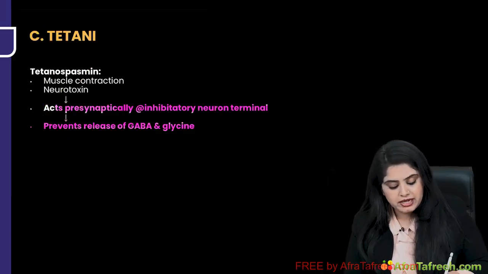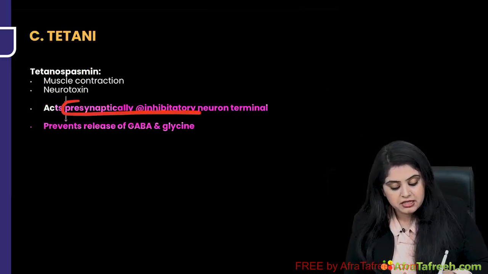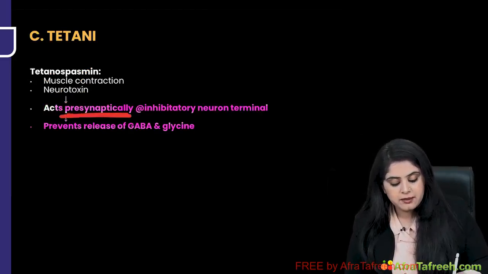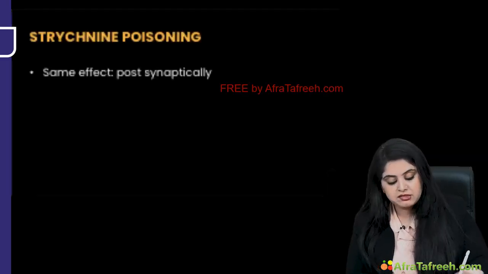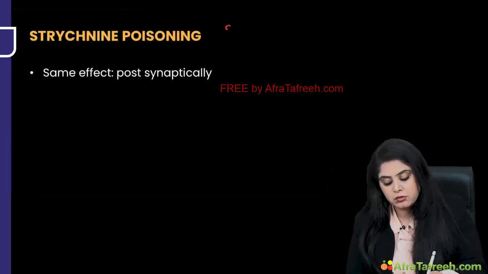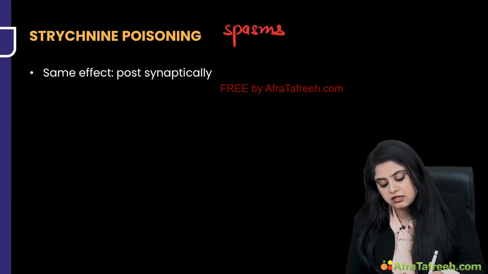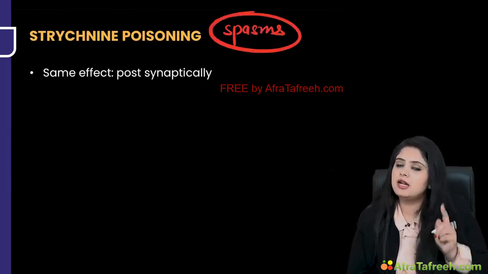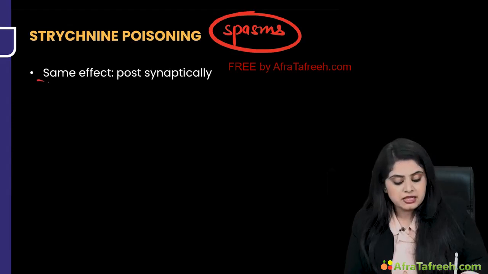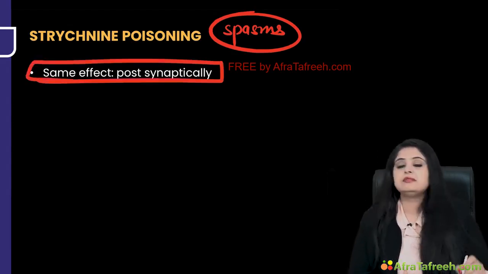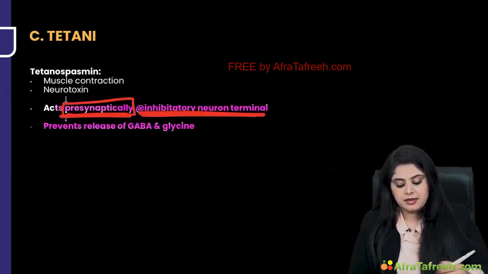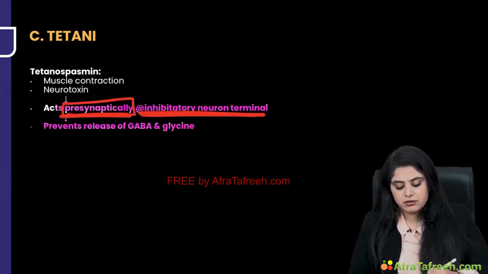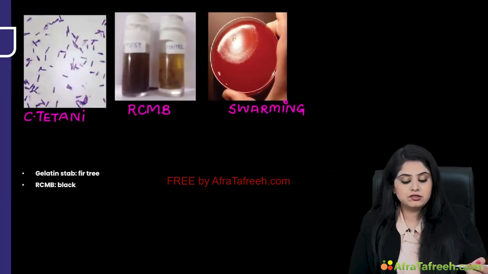So please repeat, where does it act? It acts presynaptically at which neuron? Presynaptically at the inhibitory neuron terminal. The same effect can be seen with strychnine poisoning. Strychnine poisoning also results in all these tetanus-like spasms, the same effect, GABA, glycine, everything the same, but it is gonna act at what level? It acts postsynaptically, whereas tetanus is gonna act presynaptically. I hope everyone's okay, because I can move on and make you study the lab diagnosis.